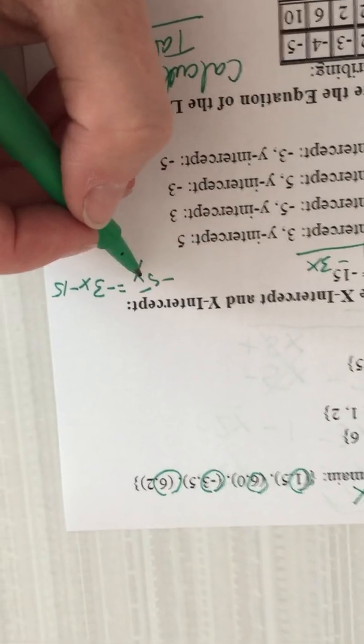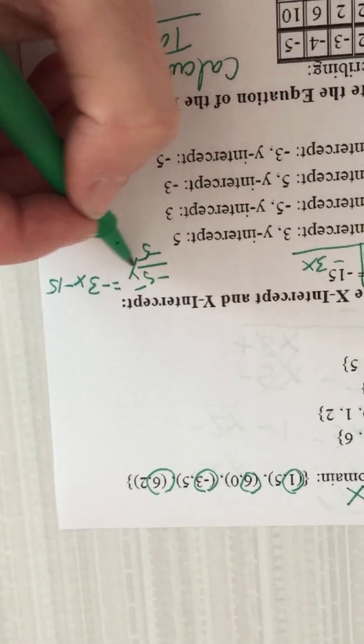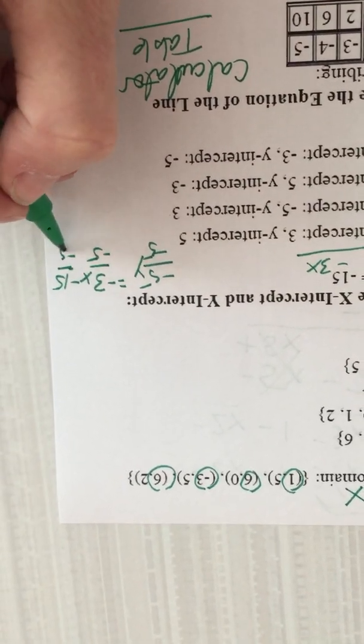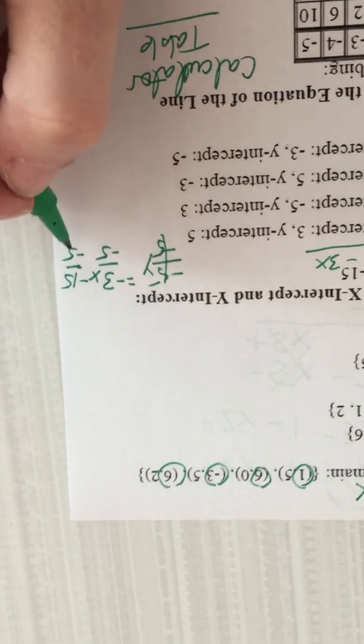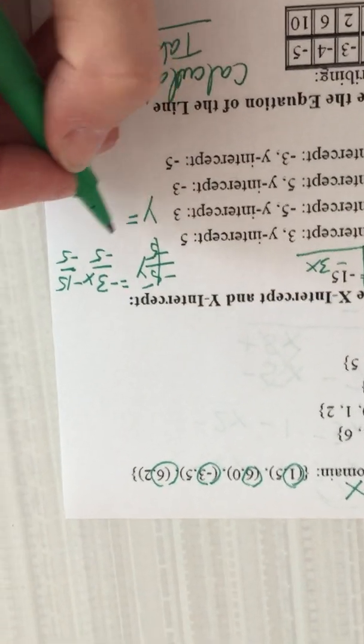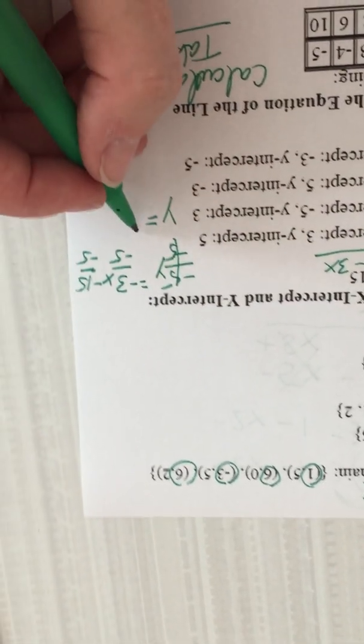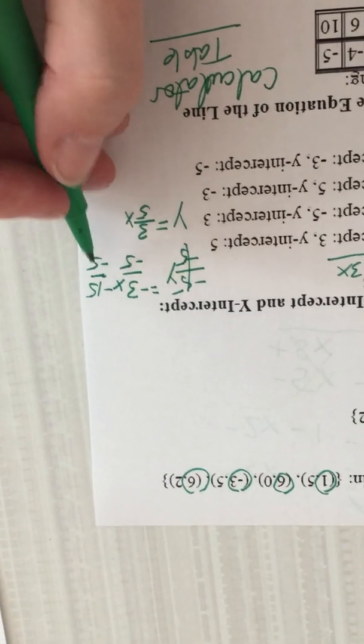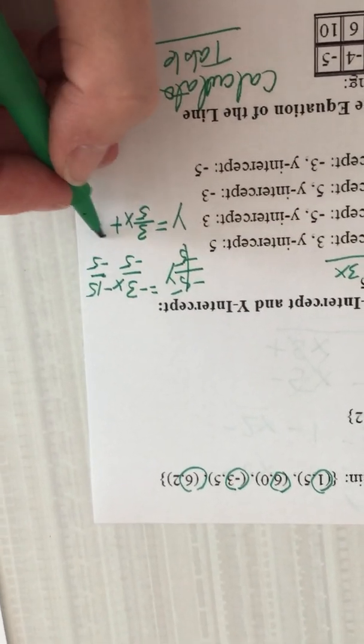So how do we undo this multiplication? We divide by a negative 5. If you do it to one side, we do it to both pieces over here. And then these things you can put in the calculator, those fractions. Y equals, if you put negative 3 over negative 5 in the calculator, it tells you it's a positive 3/5 x. And this tells you negative 15 divided by negative 5 is a positive 3.